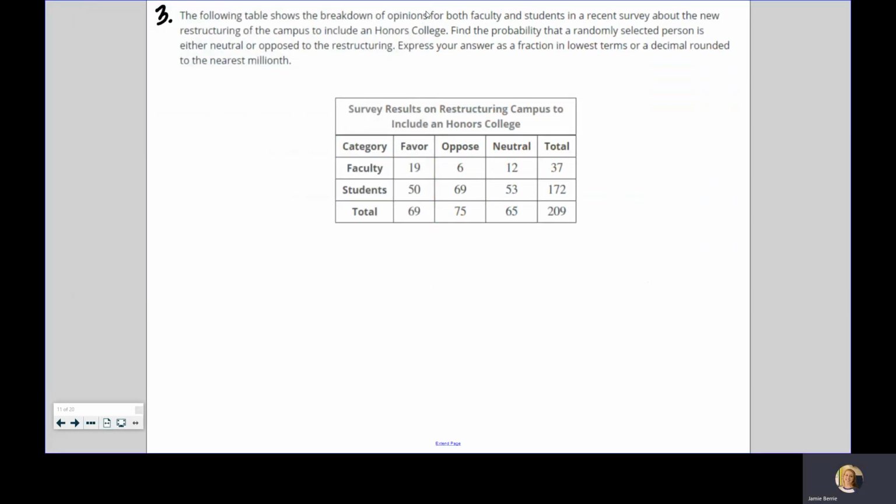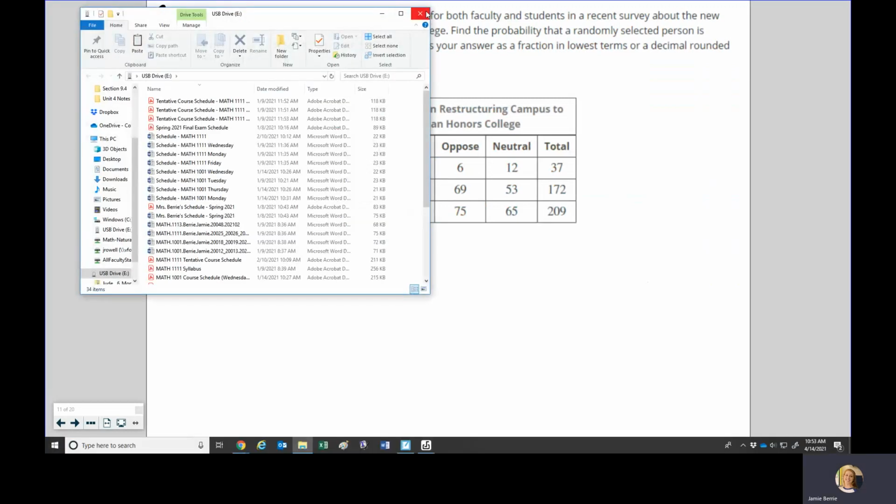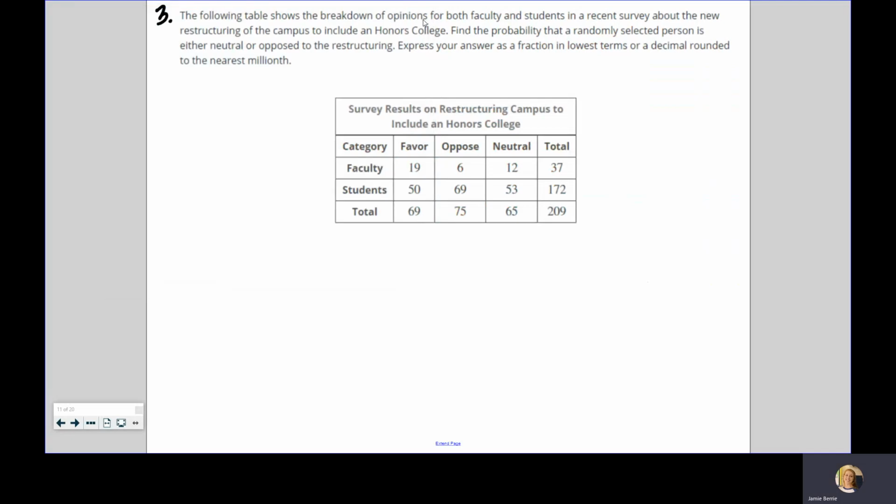All right, so I really like tables. Sorry, my USB drive came unplugged. I really like these problems with tables. Fix that problem. All right, so I really like these questions that have tables. I think they're easy to visualize. You'll definitely see one of these on the test.